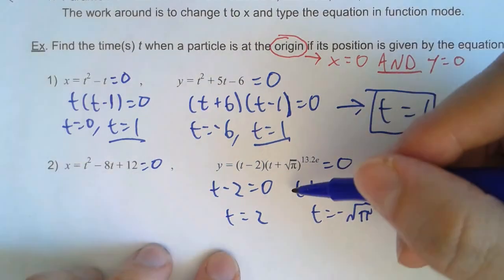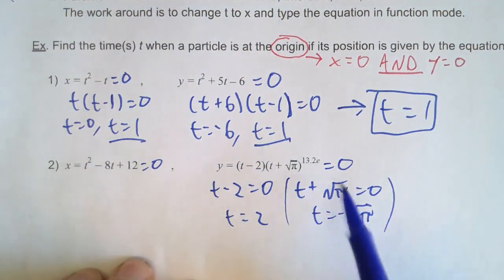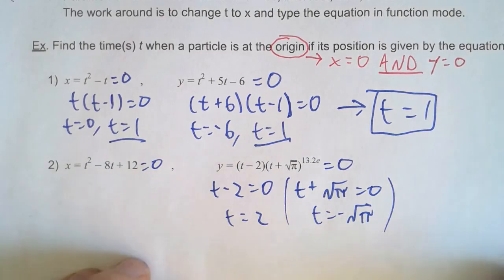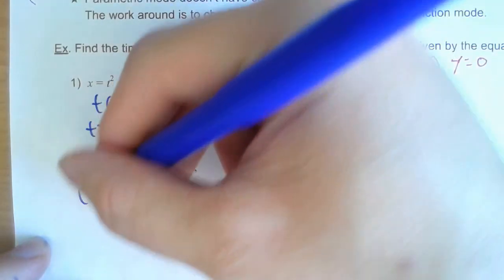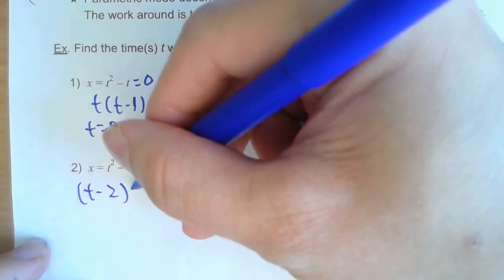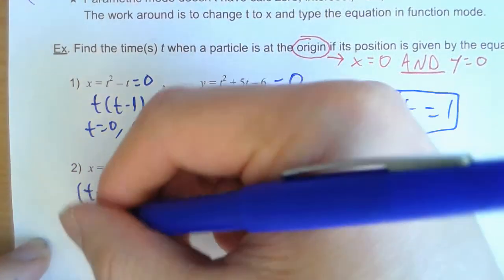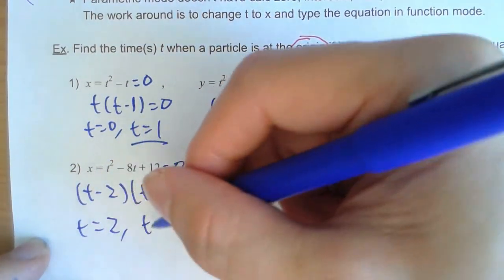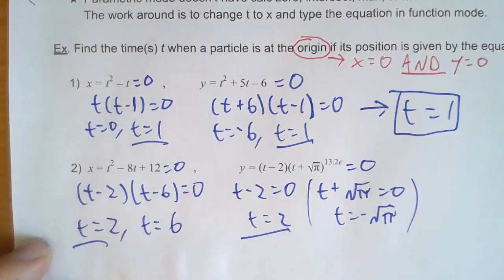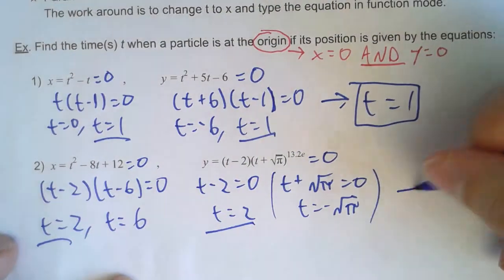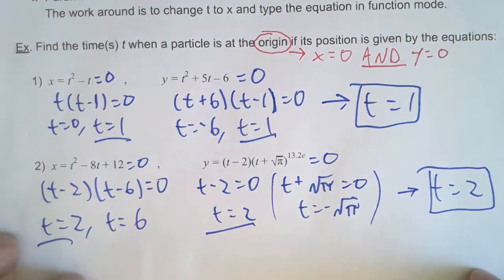Of course, if you want, you can kind of ignore this part here because you can probably see that this funky solution over here is not going to work for the x equation. So again, I do need both x and y equal 0. So I factor this one. (t minus 2)(t minus 6) is 0. Either t equals 2 or t equals 6. The only t value that makes both x and y equal 0 is 2. And so our final answer is t equals 2. And that's it.